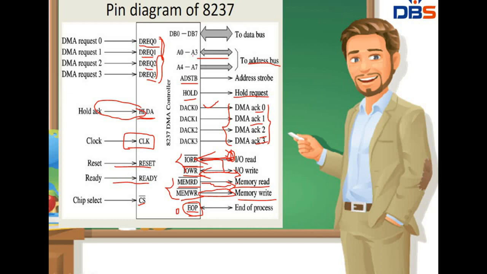That means it is going to select an internal register during programming. From A4 to A7, these address pins are output pins that provide part of the DMA transfer address during DMA operation. And coming to DB0 to DB7, these are the data bus, which is connected to the microprocessor and used during the programming of a DMA controller.